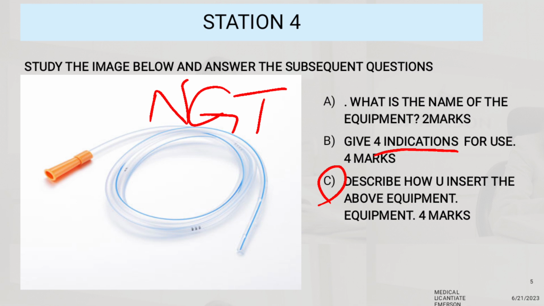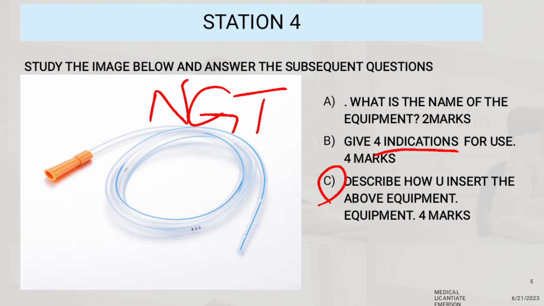So how you insert. The patient has to sit upright in the sniffing position with the neck slightly flexed. If the patient is unable to sit upright, then they should lie in the left lateral decubitus position. Then if needed, supine and bed elevated. So the patient can even lie supine and the bed should be elevated.